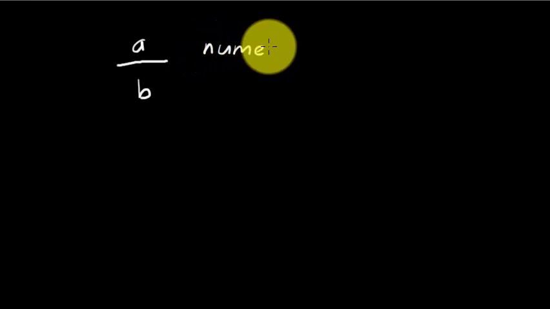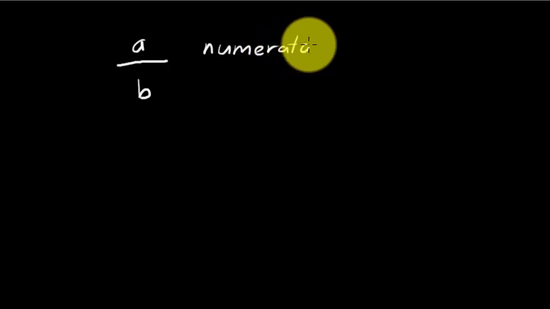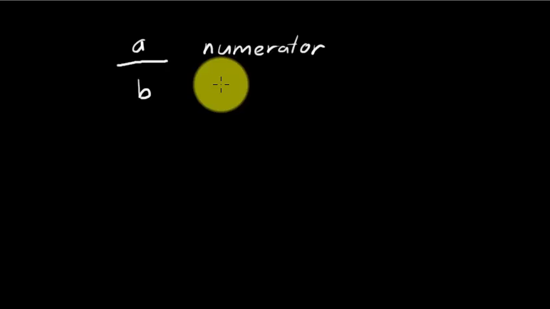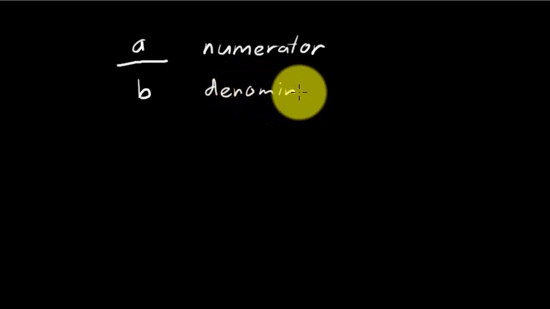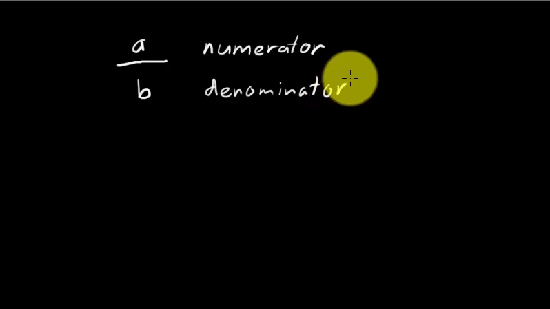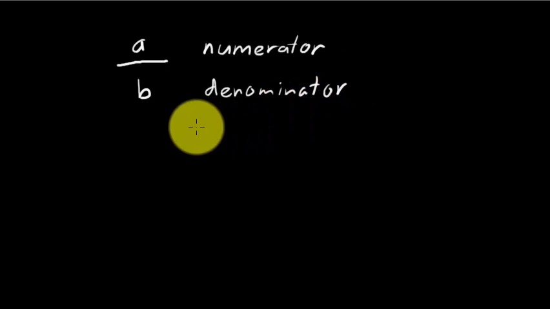Today we're looking at fractions, and we're going to revise a few fundamental terms. So let's look at our fractions. So I've got A over B. So A, above the line, we call our numerator. And below the line is the denominator. Okay, those are our first two terms.